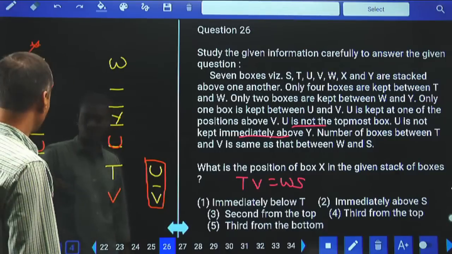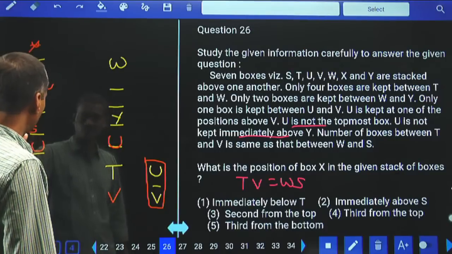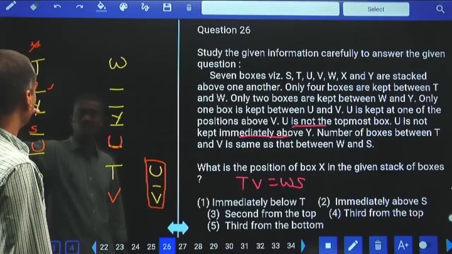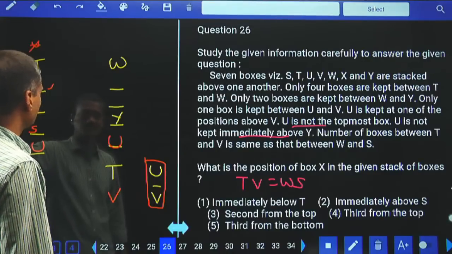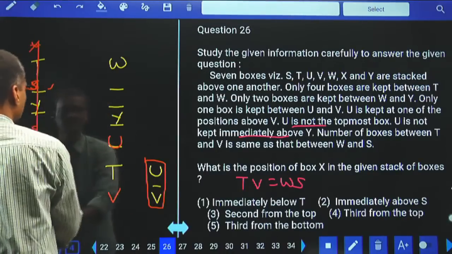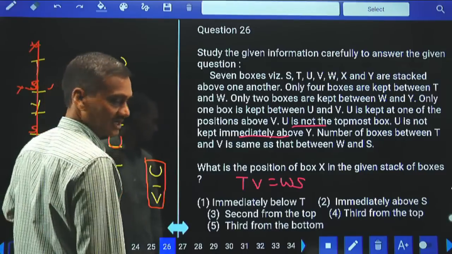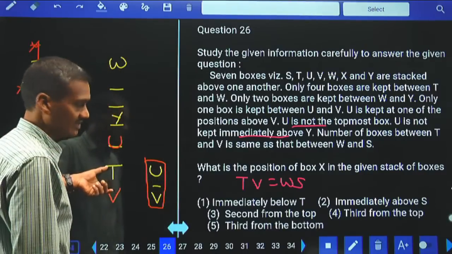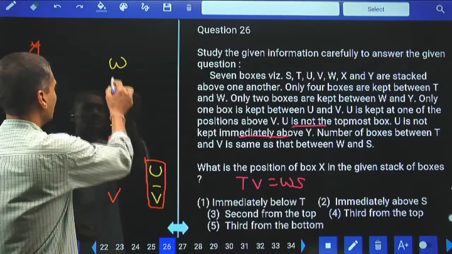Is it possible? Not possible. S can be here. If S is here, only 1 box between W and S. Hence, as it is not possible, first case is completely ruled out. Now we were left with the second case. T and V are adjacent. Hence, W and S must be adjacent.